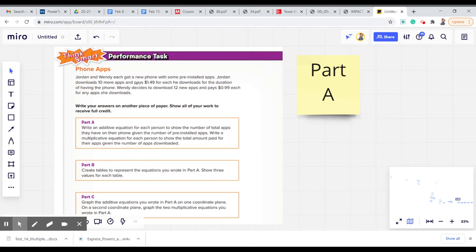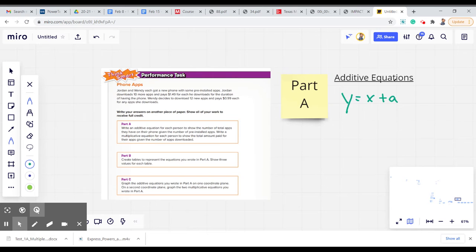Okay, so first I'll go ahead and start reading the question. It says, Jordan and Wendy each got a new phone with some pre-installed apps. Jordan downloads 10 more apps and pays $1.49 for each he downloads for the duration of having the phone. Wendy decides to download 12 new apps and pays 99 cents each for any apps she downloads. Okay, so part A says, write an additive equation for each person to show the number of total apps they have on their phone given the number of pre-installed apps. Write a multiplicative equation for each person to show the amount paid for their apps given the number of apps downloaded. Okay, so first part A, let's do the additive.